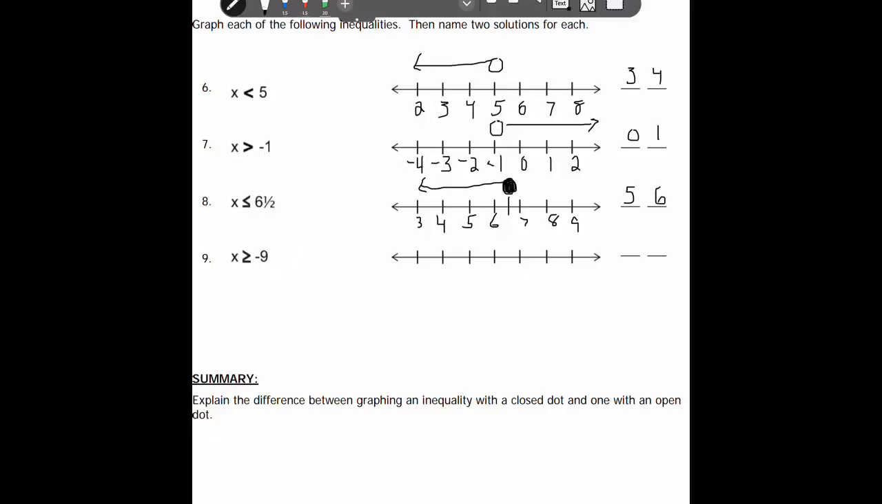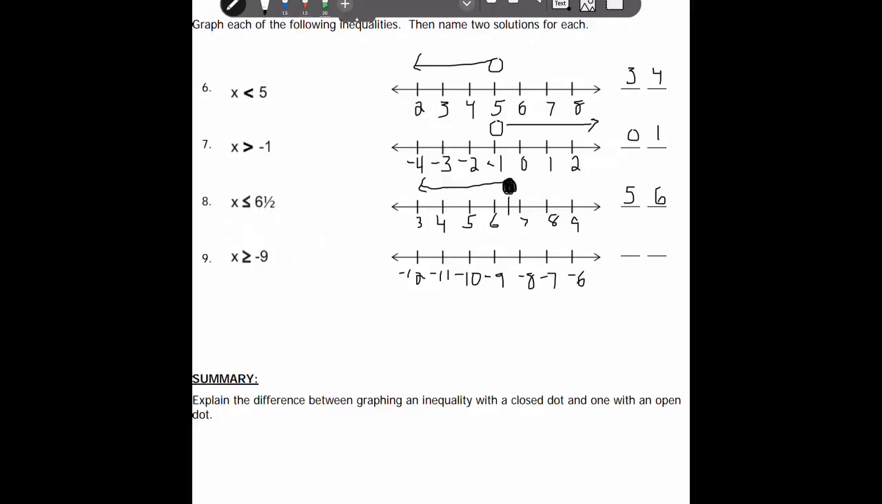Number 9, x is greater than or equal to -9. Let's put -9 in the middle of our number line. -8, -7, -6, -10, -11, -12. Boy, these negatives really make it hard to cram these on the number line. I sure hope you're all being nice and neat on your notes.